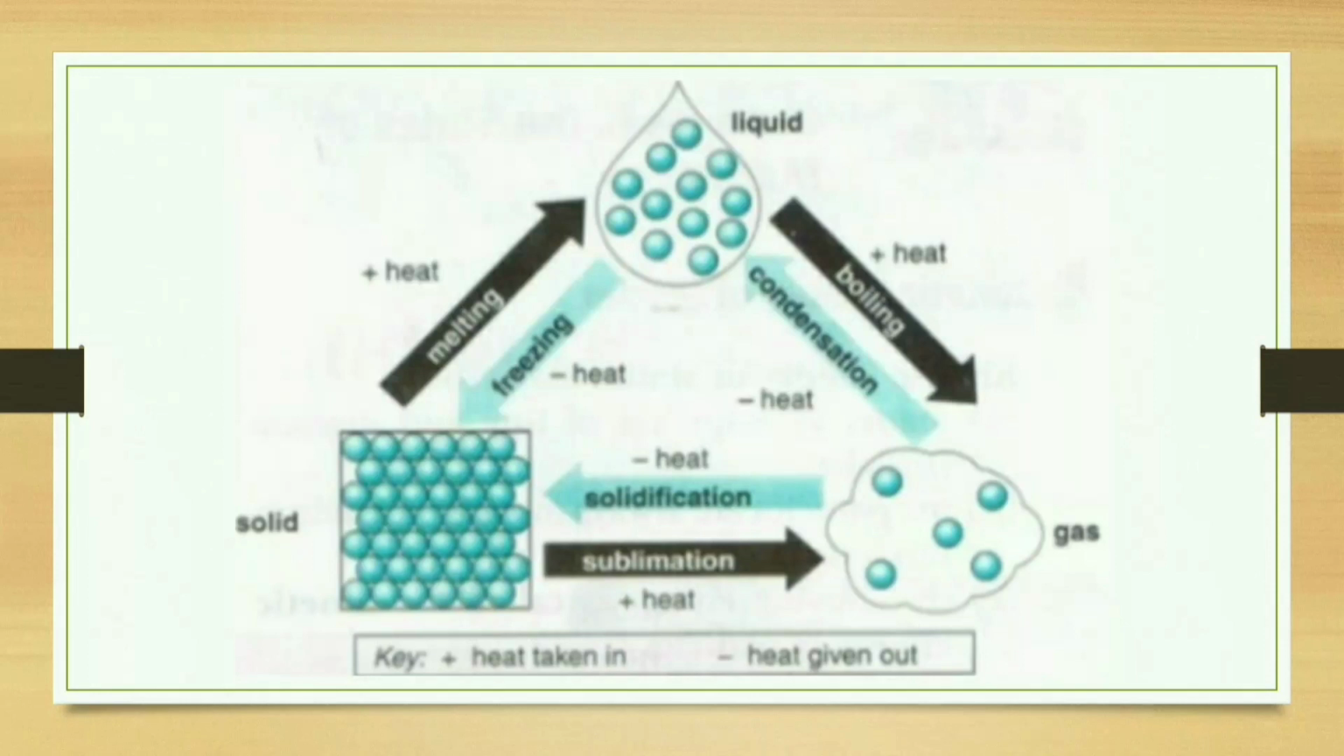Now for this solid to liquid and liquid to gas, we can take an example of ice as a solid. Then when it is heated, it melts and forms liquid, that is water. Then when it is boiled, heat is given to it, then it forms vapors.